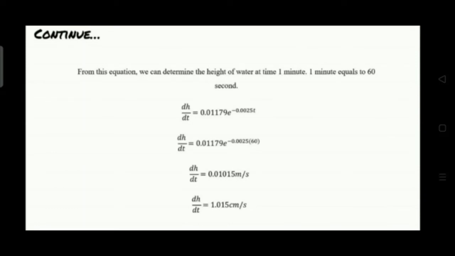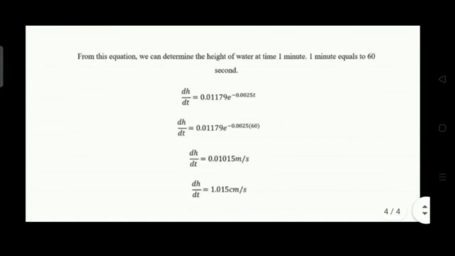So dH/dt equals 0.01179 e^(-0.0025 × 60). So we get dH/dt equals 0.01015 meters per second. We change it into centimeters, so we get 1.015 centimeters per second.